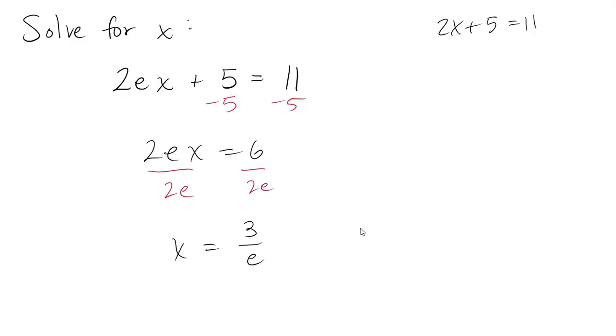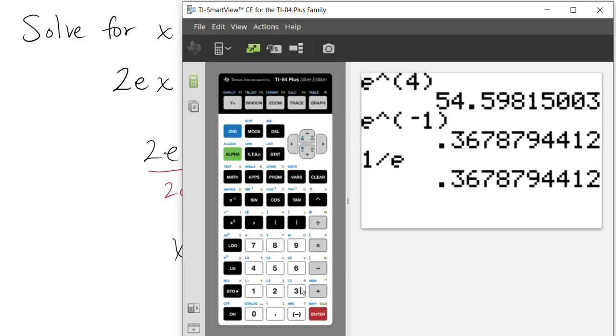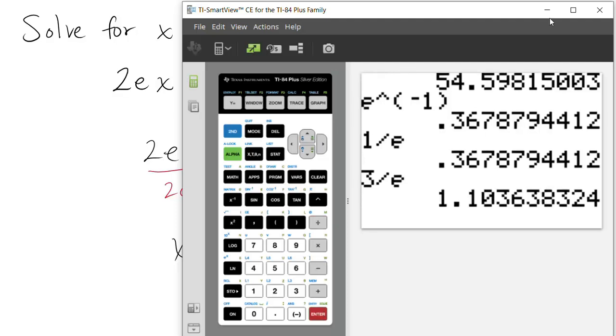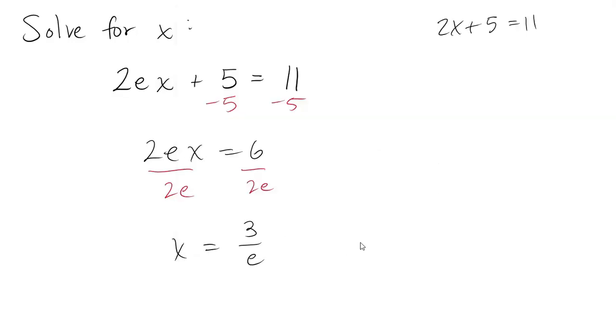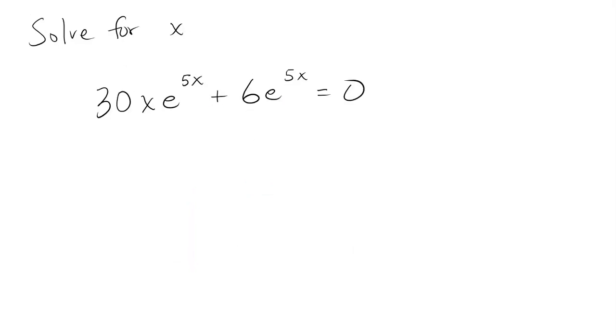One thing I want to point out, this is the answer. If you want to approximate it, you can. 3 divided by e, again, is a little bit bigger than 1. It's around 1.1. But that's not the answer. That's just an approximation. The answer here is 3 divided by e. That's the exact solution. 1.1 is just an approximation to that solution. Okay, so those are equations similar to things we've done before. Let's look at a new kind of equation.